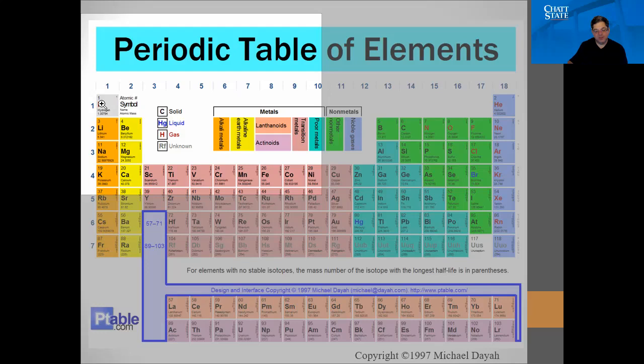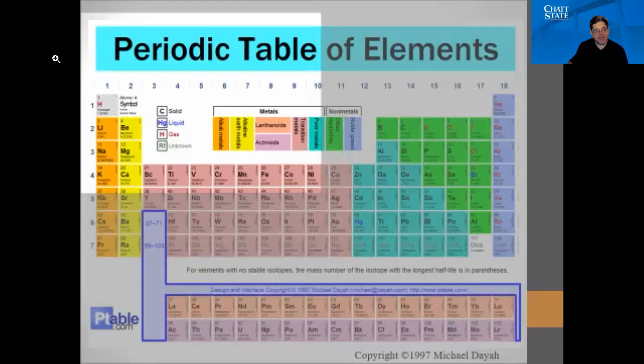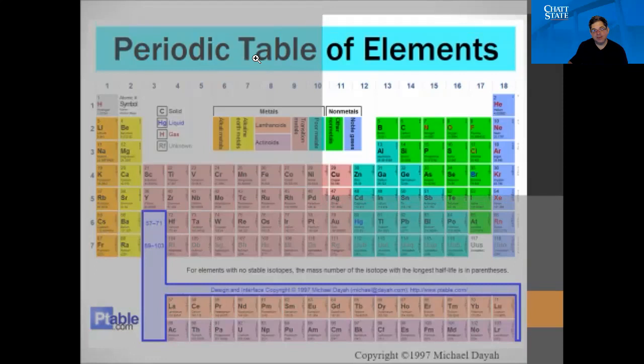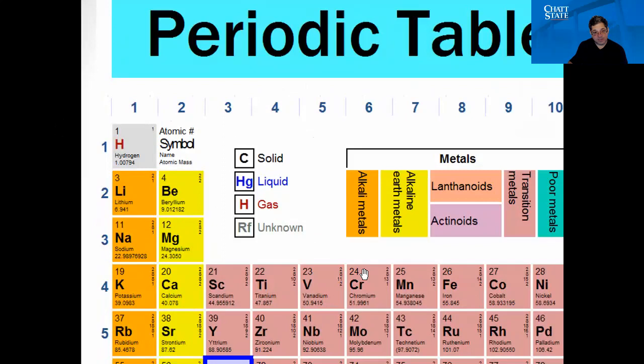So here we go. It's number one because it has one proton in its nucleus. When we look at these elements, the building block of each element is the atom. The hydrogen atom has one proton in its nucleus. The helium atom has two protons in its nucleus. Carbon will have six, oxygen will have eight. So what we're really looking at, this number above each of these elements represents what's called the atomic number.